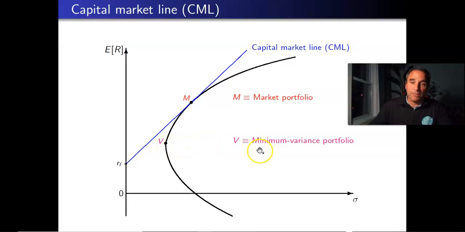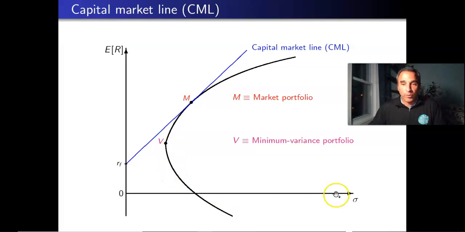V here is the minimum variance portfolio. So of all the risky portfolios, it's the portfolio with the lowest standard deviation. But this is not the one you choose. You should choose the portfolio that gives you the largest Sharpe ratio, which is the market portfolio.